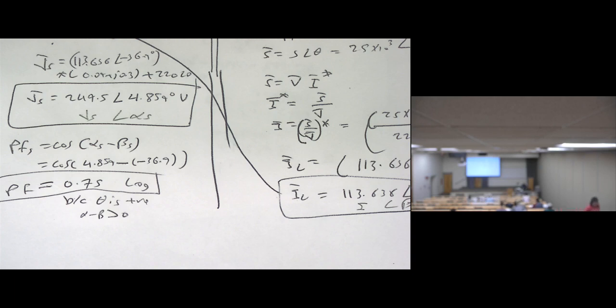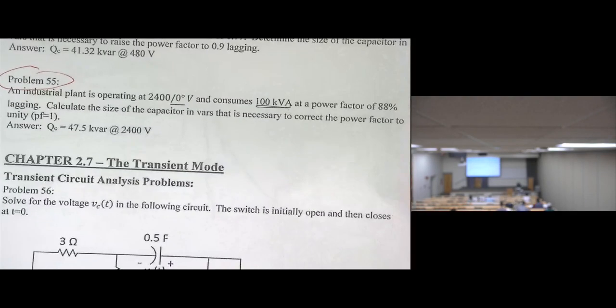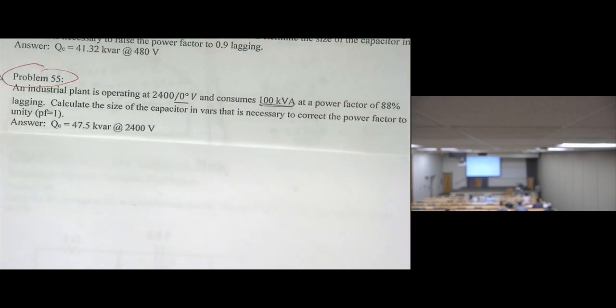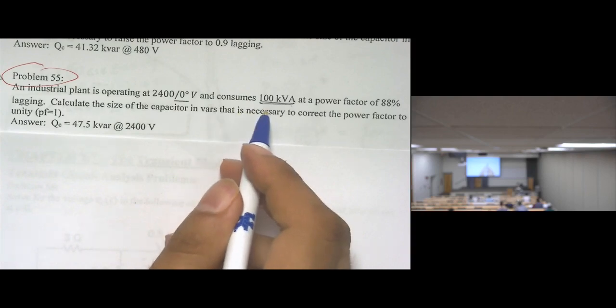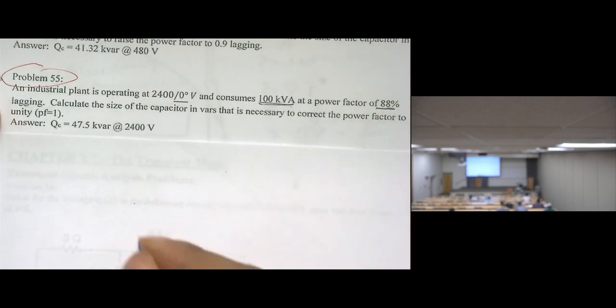Supplemental problem set related to power factor correction, which is problem 55. An industrial plant is operating at 2,400 volts, consumes 100 kilovolt ampere at power factor 0.88. And they need to make it unity power factor. In real life, they don't want to make it unity. In real life, it should be in the 90s. But let's assume that we need to make a unity power factor.